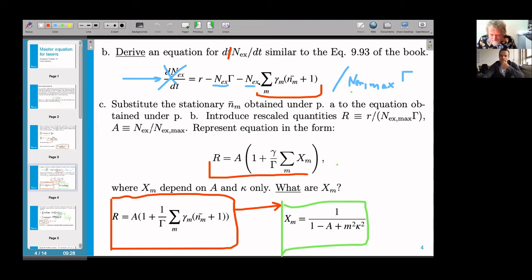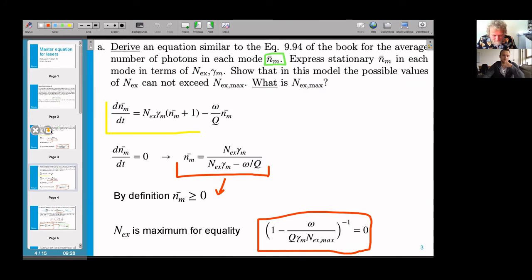Explicit expression for, sorry, 10A. Yes, here it is. So this is, if I'm not mistaken, the expression for the number of maximum. I have not solved it here, but you see this is 1 over this expression.